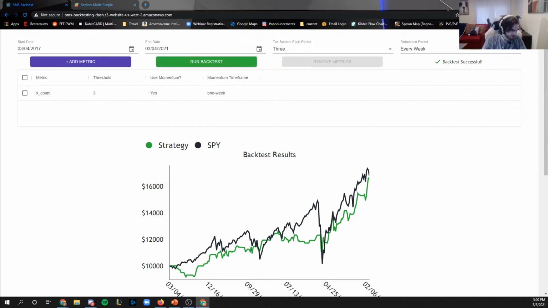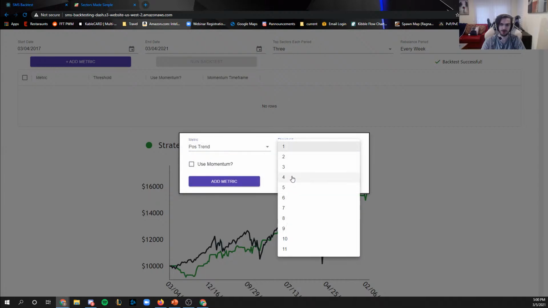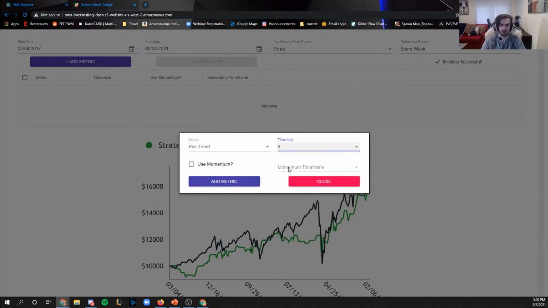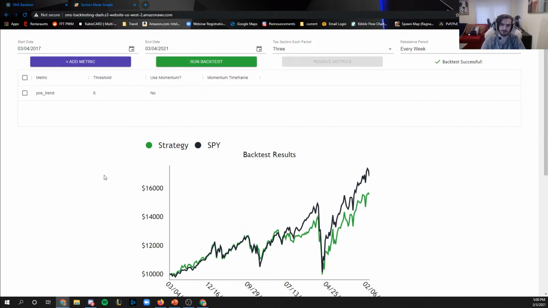I'm going to test this last strategy. Can we do it with positive only without the momentum? Yes, we can. So we could go here to positive trend, let's say 6 or more, and rebalance every week. And we're still investing in the top 3 sectors here. Let's see. All right, so that is how that strategy would have done. Let's look at how it would have done in the past year.